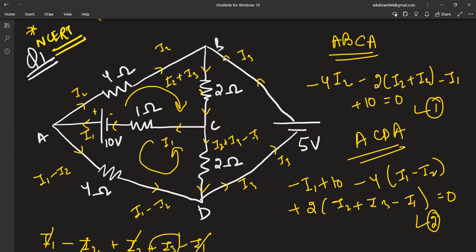Before writing down the last equation for I3 for this loop, tell me, is it clear to all of you till here, or any doubts, or do you want me to repeat any equation, any part? Is it clear or not? Yes or no?